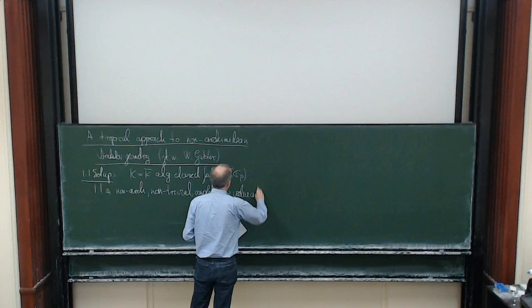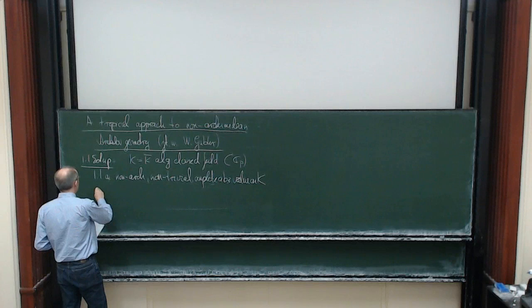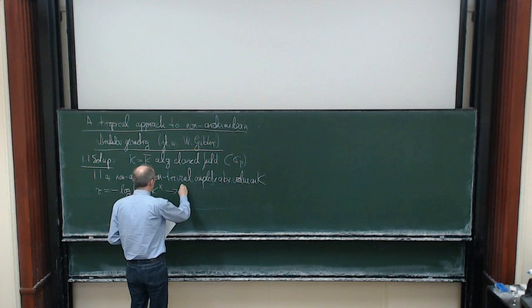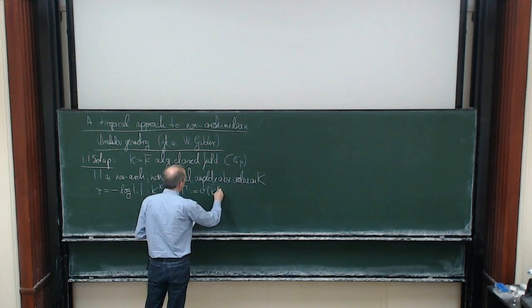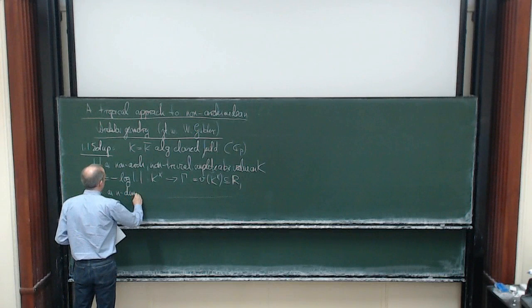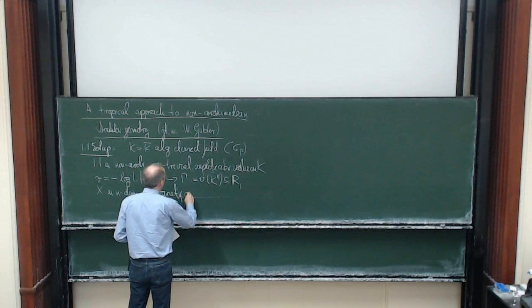Then there's a corresponding valuation which is given by minus the log of this absolute value. That's a homomorphism from the multiplicative group of K to its image, which we denote by Gamma. This is a dense subgroup of the real numbers because we have assumed that our field is algebraically closed. And then we take X, an n-dimensional algebraic variety over this field K.